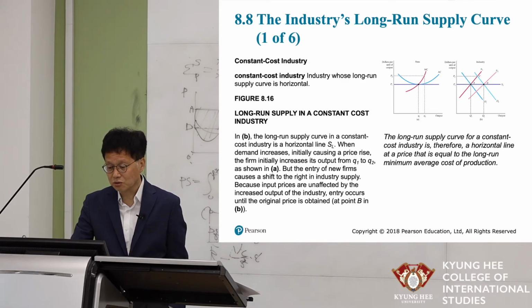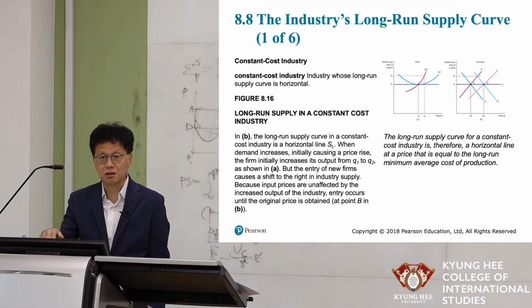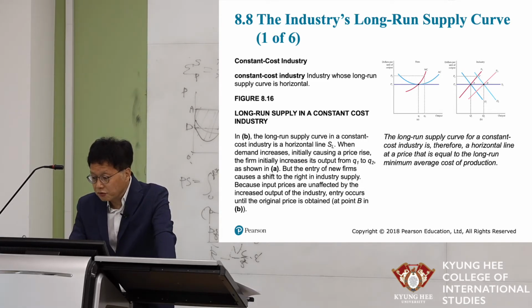First case, constant cost industry. A constant cost industry is one whose long-run supply curve is horizontal, right? Horizontal. So look at this. In panel B of Figure 8.16, the long-run supply curve in a constant cost industry is the horizontal line SL, right?